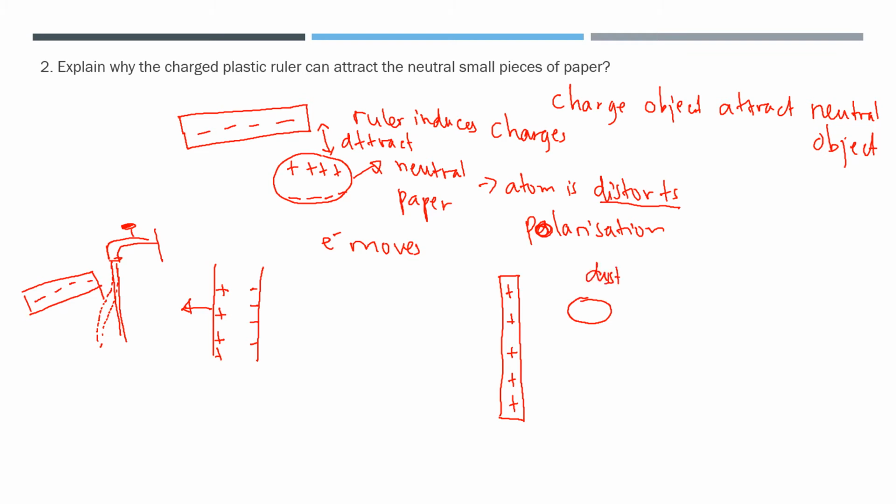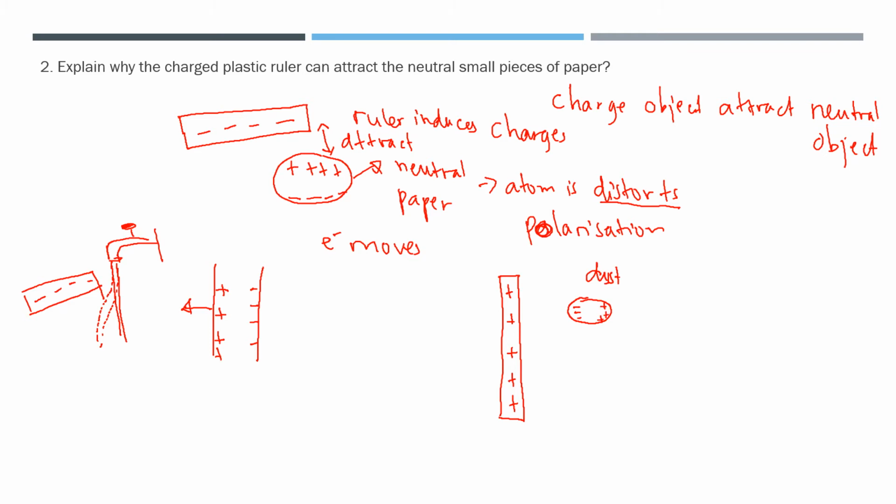Then what happens when there is dust near the monitor? Of course, the electrons will be attracted by the positively charged monitor. So the electrons will stay on the closest side, leaving the positive side at the back.